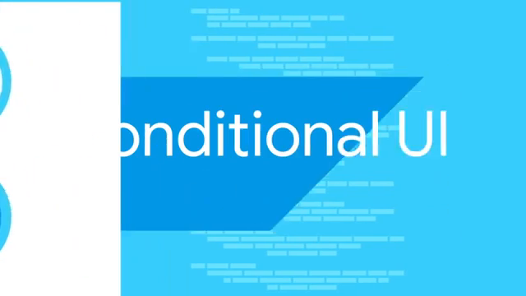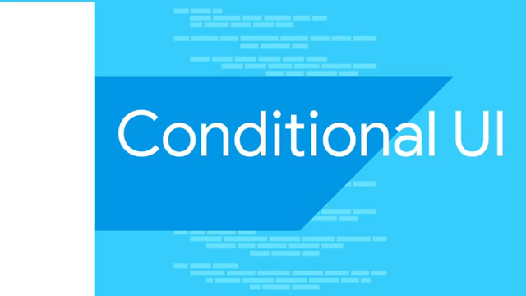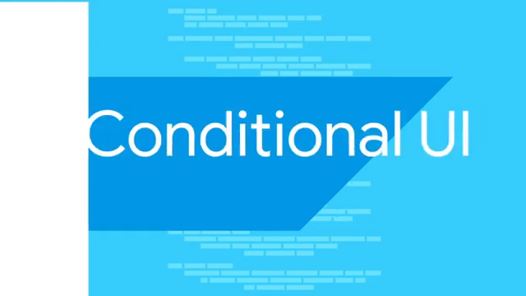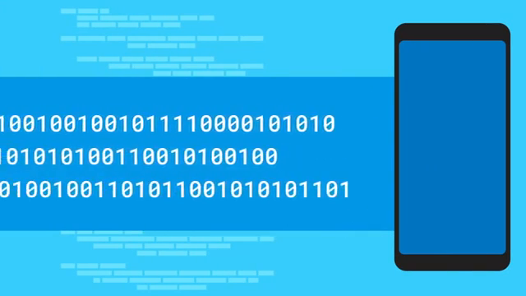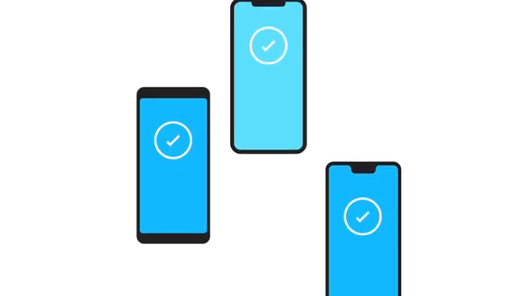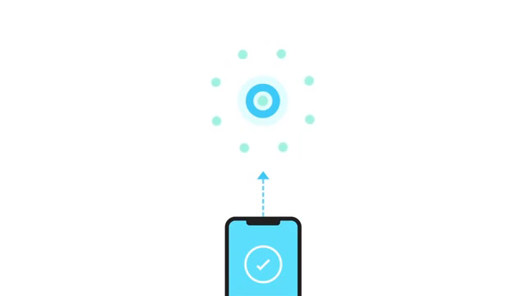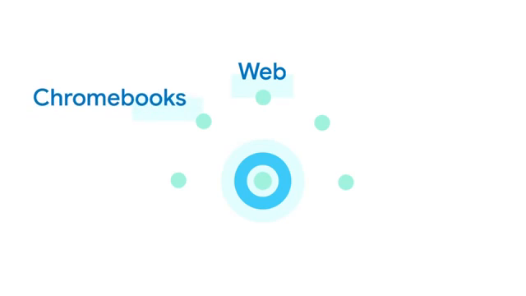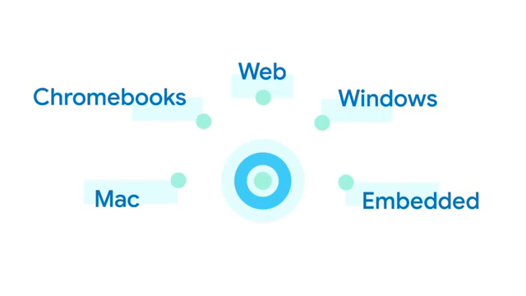For example, as part of Flutter 1.5, we added new language features including support for conditional UI. We have also focused on making compiled code even faster, leading to a 15% performance increase in many cases. Now that Flutter has shipped several releases for mobile, we're setting our sights wider to other devices and application types, including the web, Chromebooks, Windows, Mac, and embedded form factors.